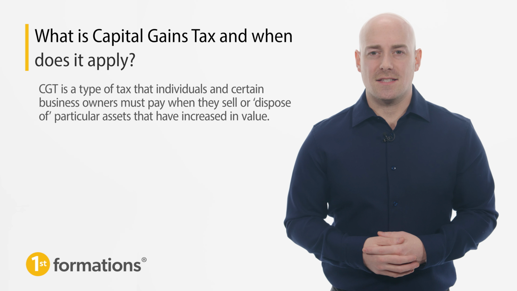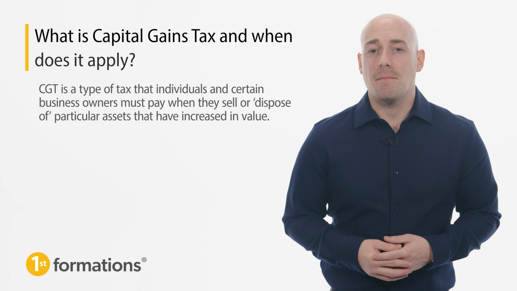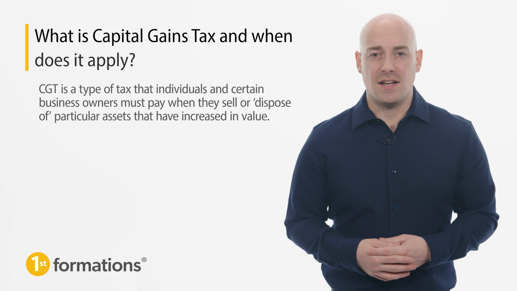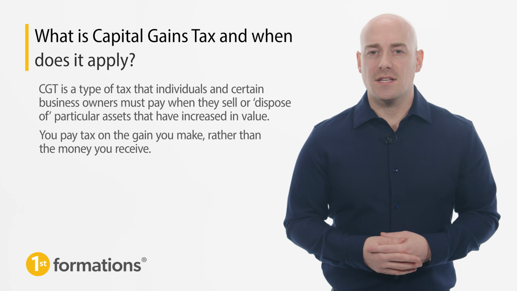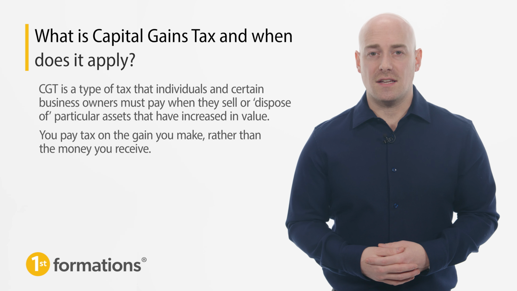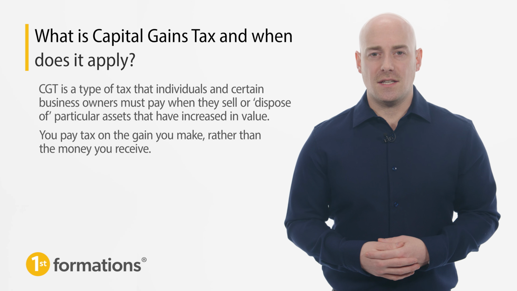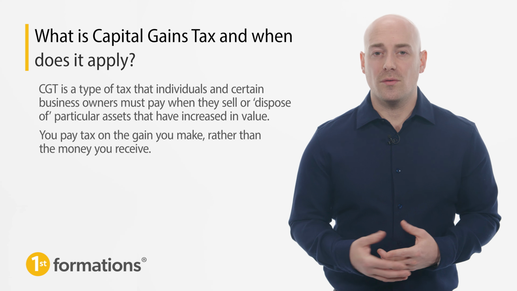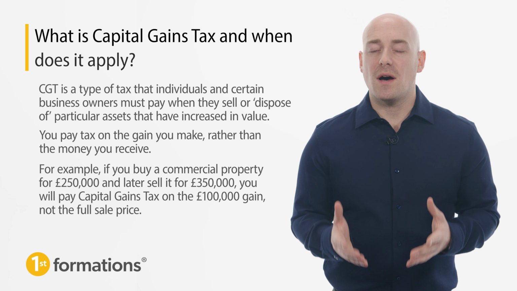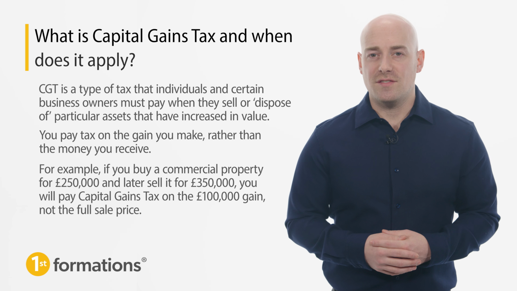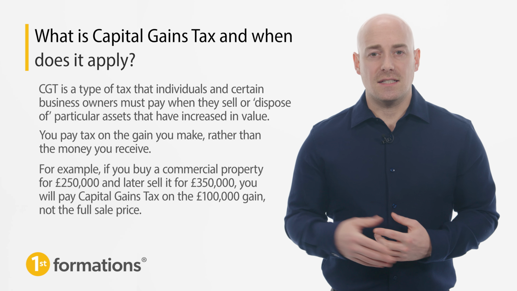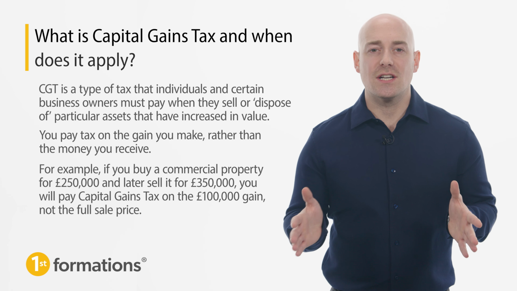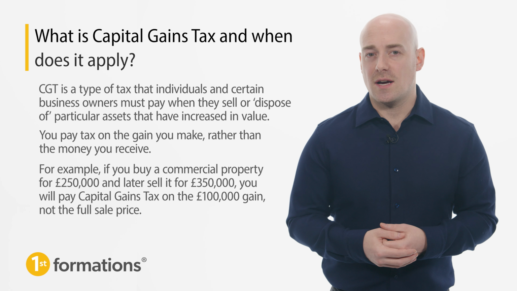CGT is a type of tax that individuals and certain business owners must pay when they sell or dispose of particular assets that have increased in value. You pay tax on the gain you make, rather than the money you receive. Generally, the gain is the difference between the price that you originally paid for the asset and the price that you sold it for. For example, if you buy a commercial property for £250,000 and later sell it for £350,000, you will pay capital gains tax on the £100,000 gain and not the full sale price.